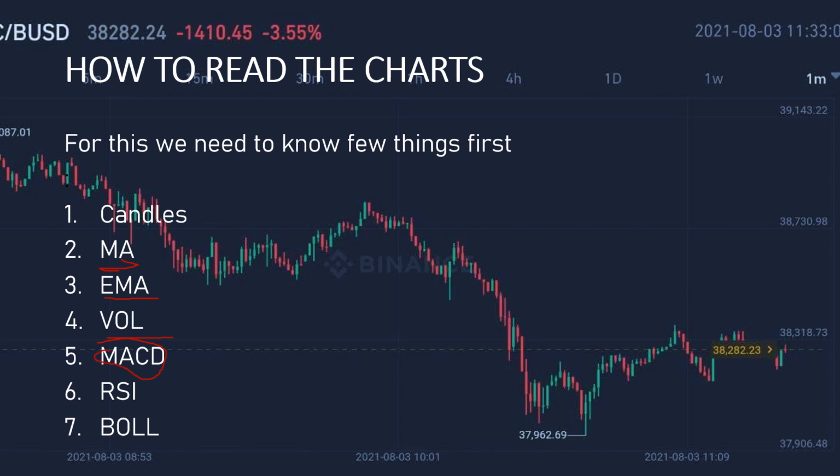Right, RSI is the relative strength index, and Boll is the Bollinger line. This is the most important thing, guys. Bollinger is the most important thing. Without this, we cannot understand what is the support or what is the resistance of a particular coin, right? We will discuss this in detail. So let's get started with the video. All right, let's get started.